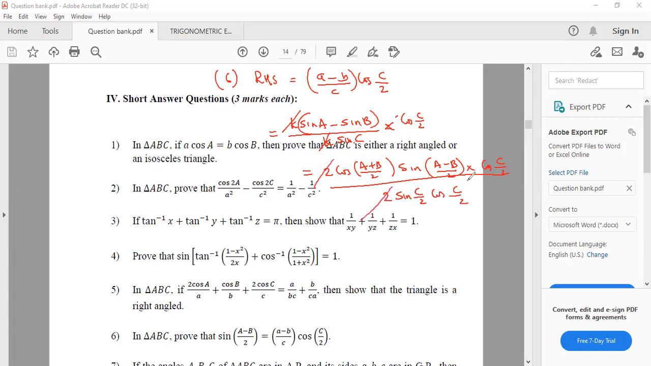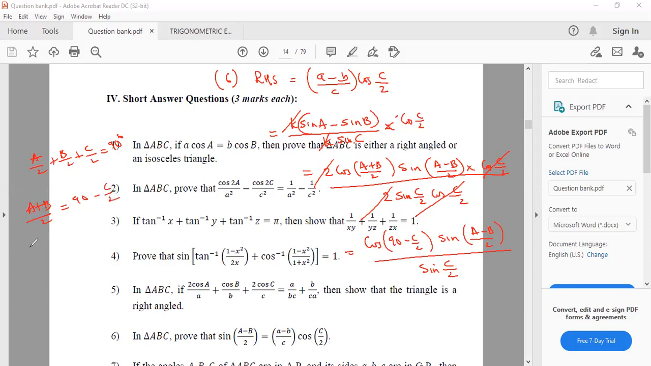A इसके साथ cancel, A इसके साथ cancel. Do you agree with this? तो इधर आपको लिखना पड़ेगा 90 minus C by 2. C by 2 आएगा उधर. कहाँ से 90 minus C by 2 मिला? Sin theta को cos theta में convert किया. A plus B by 2 is 90 minus C by 2 because in a triangle, A plus B plus C is 180. ये आपको reasoning देना पड़ेगा.